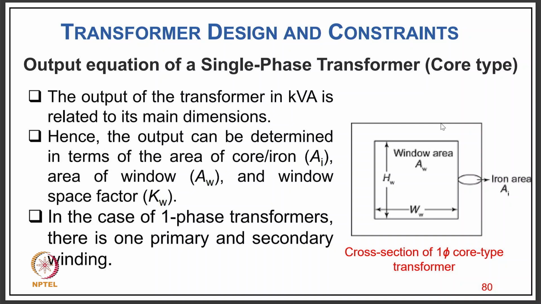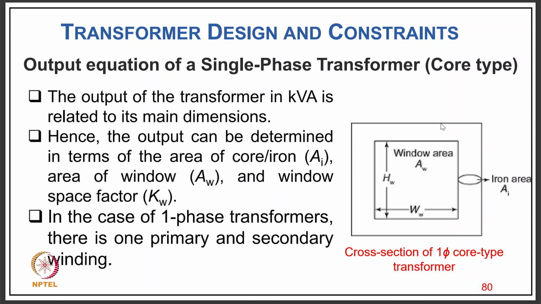Coming to a typical single phase core type transformer for the output equation, as you can see here, we have the core, that is iron area Ai, and a window here with cross sectional area Aw, with height Hw and width Ww. That's the width of the window, height of the window, and total area of the window, and the cross section area of the core. So these dimensions will be used in this output equation.